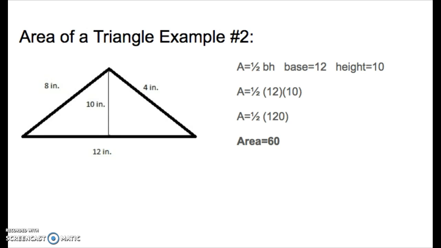For the second example, we're going to use the same formula, area equals half times base times height. Here we see that the base of this triangle is 12 inches and the height is given at 10 inches. So just like example 1, we're going to plug in the values. So area equals half times 12 times 10. Here we get that 12 times 10 is 120, and divided by 2, we get the area is 60 inches squared.